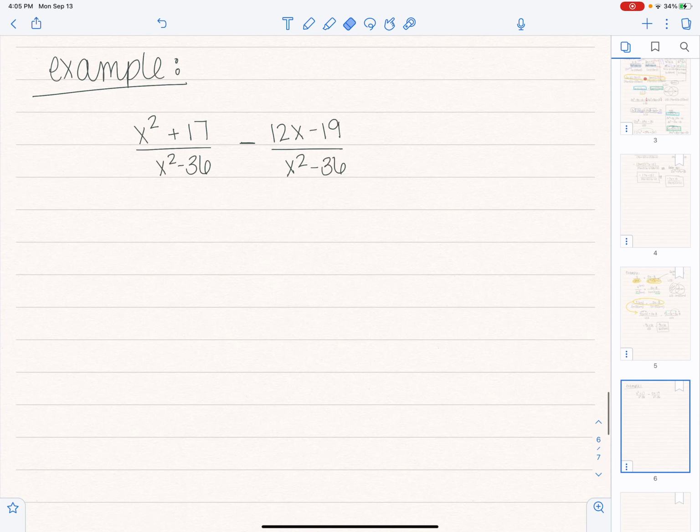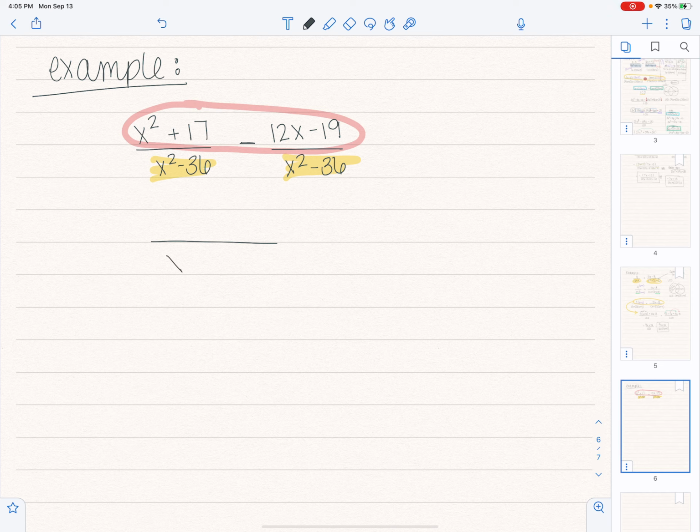All right, our last example: x squared plus 17 over x squared minus 36, minus 12x minus 19 over x squared minus 36. The good thing about this is the denominators already match. I don't have to do any factoring, and I don't have to find the LCD. The x squared minus 36 is already the same. So I can go straight to combining these fractions into one numerator, with x squared minus 36 as the common denominator.